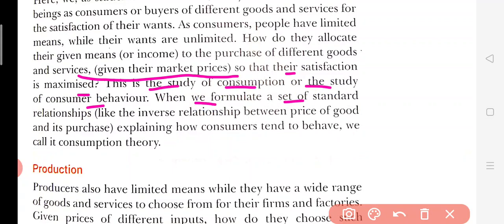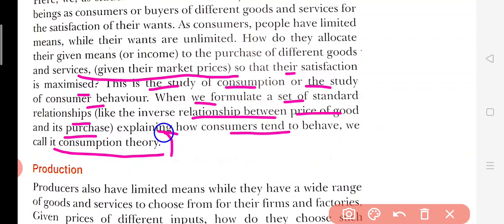We have a formula to set a standard relationship, like the inverse relationship between the price of goods and their purchase, explaining how the consumer tends to behave. We call it consumption theory. They are telling us that the relationship between the prices of goods and your demand is inverse, because if the prices fall, your consumption will increase. If the price increases, your consumption will fall. So demand will be less when prices are high, and when prices are less, demand will be high. This is a vice versa relationship, and definitely the consumer will have some money with him, and he will use that money to maximize his level of satisfaction.